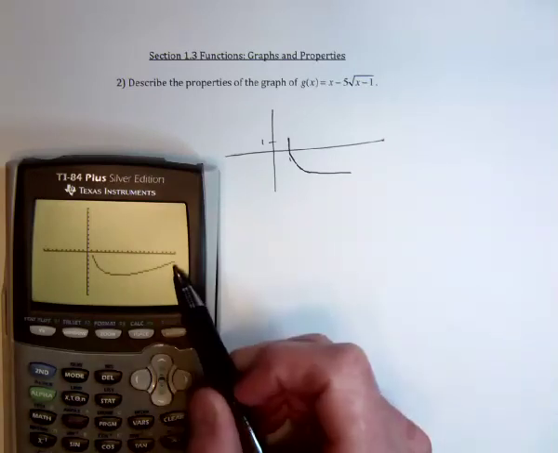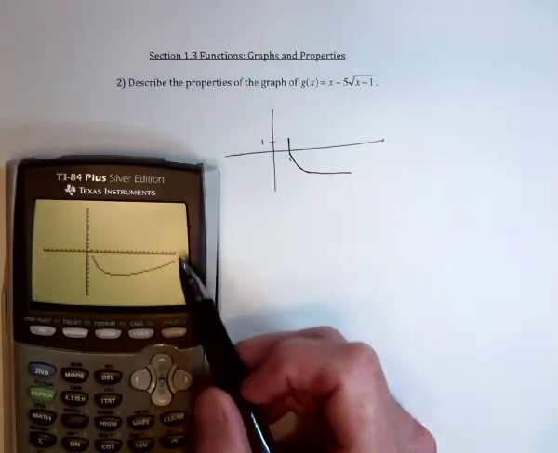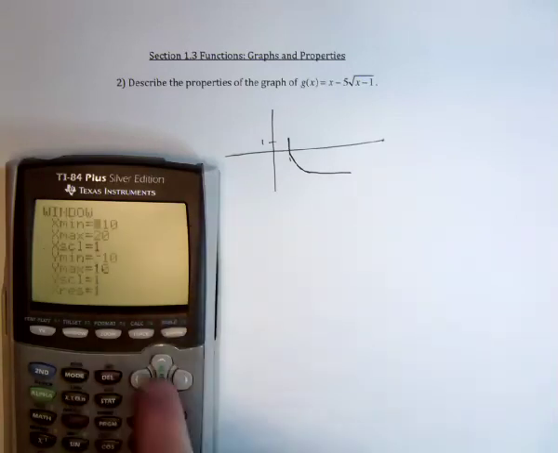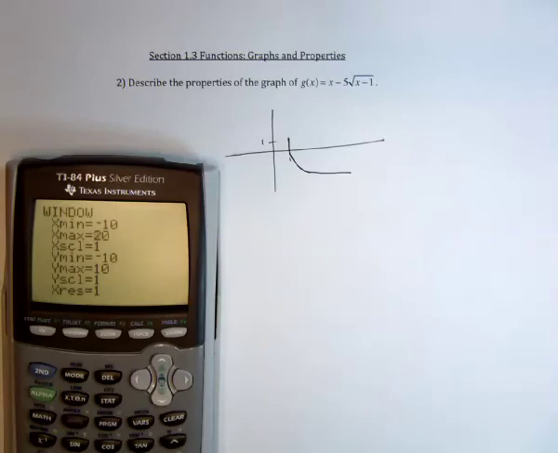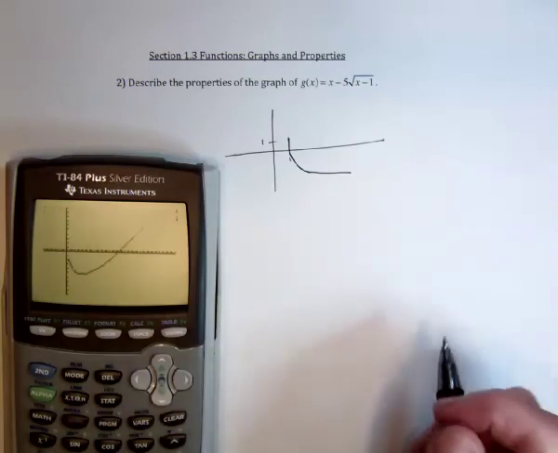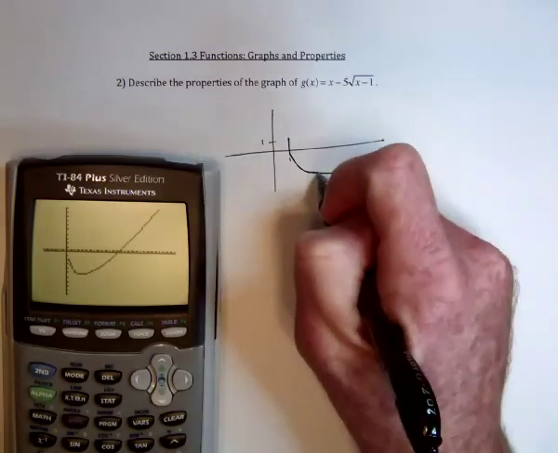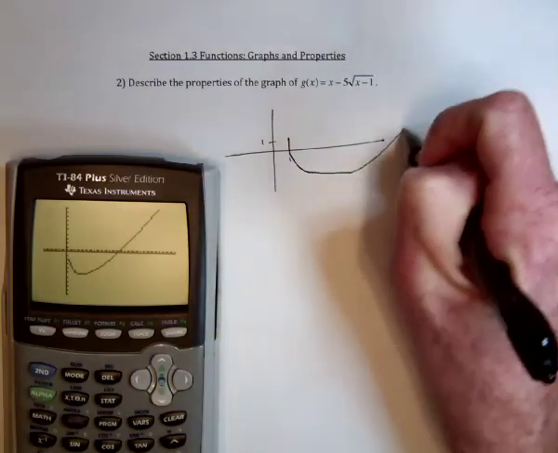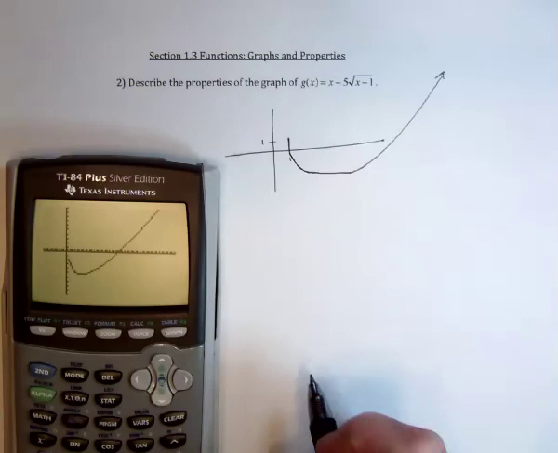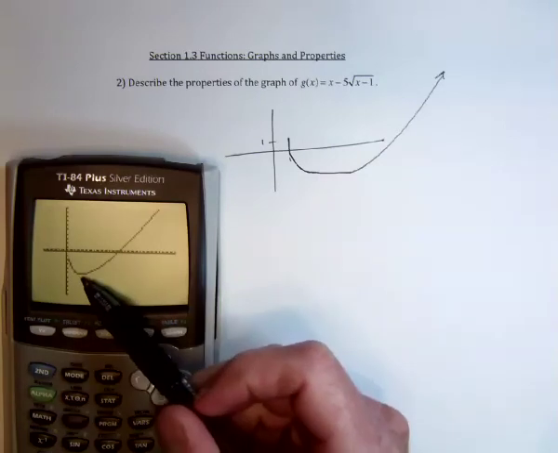Now I'm curious to see, does it go past the x-axis? Does it keep going up forever? So I need to change the window again and have x go out to maybe 50. Oh, sure enough, it does go up forever. So it swoops down, but then goes up forever. So it looks like it's got a minimum value down here.